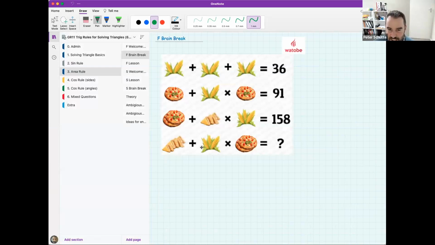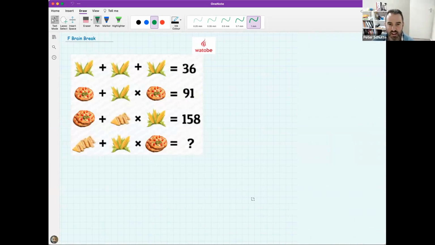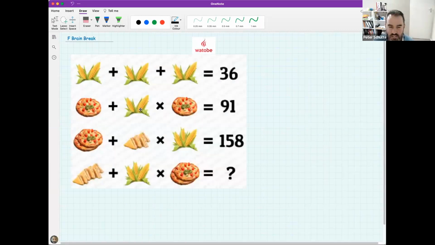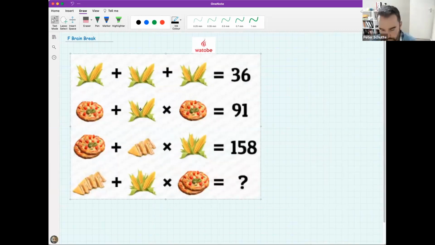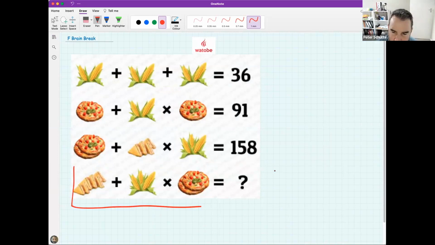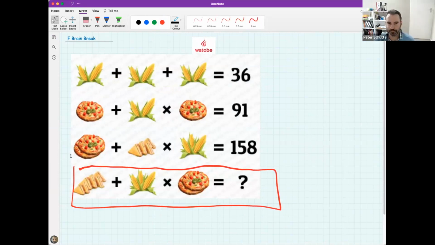And while you're doing that, see if you can, in fact, I'll give it a go. See if you can solve today's puzzle. And you need to tell me, what do all of these things equal? So we have millies and pizzas and sandwiches. See if you can figure out what 5 or 6 sandwiches plus 3 millies plus 2 pizzas are equal to.